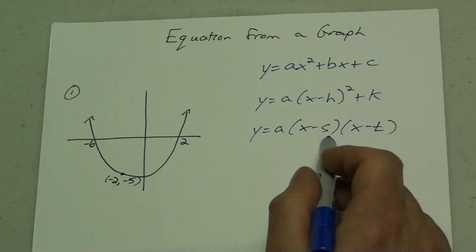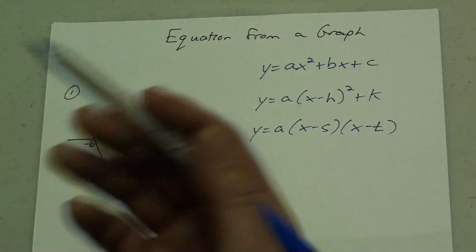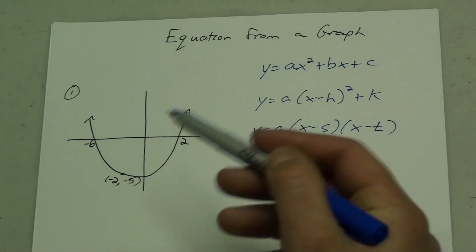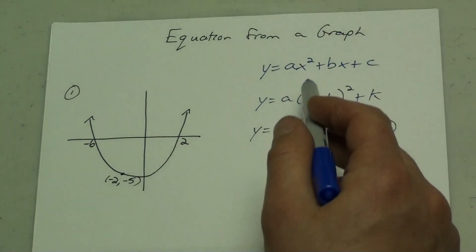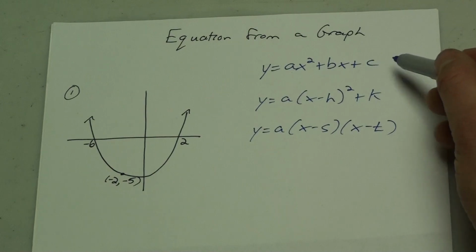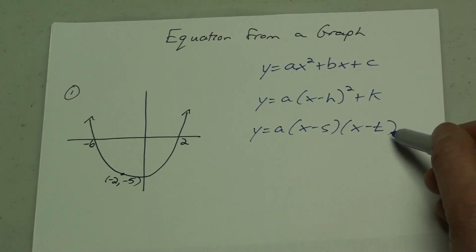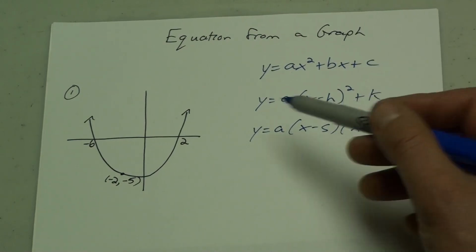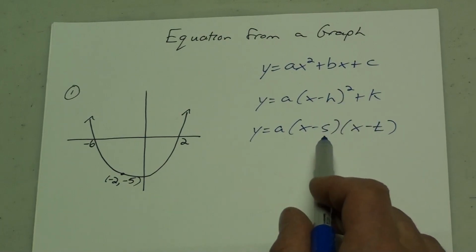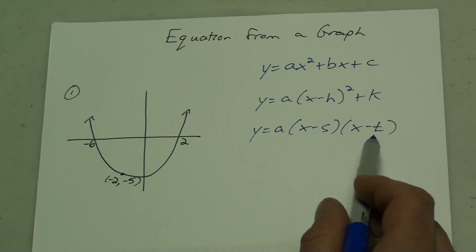Now all these letters, they just represent different numbers that would be in the place. So don't worry so much about what the letters are. They are filled in with numbers. We have three different forms of a quadratic: the standard form, the vertex form, and the factored form. The vertex form is useful in telling where the vertex is. The factored form, you're dealing with the x-intercepts.